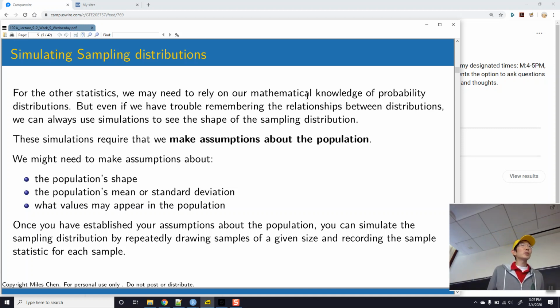Now, anytime we do a simulation, everything requires that we make assumptions about the population. This is an unavoidable thing. This is not all of statistics, but a big part of statistics is that we have to make assumptions about the population, because the population is this big entity, and we can't observe it directly. We don't know exactly what the population looks like, and so we are looking at a sample. Based on what we see in the sample, we make assumptions to fill in the rest.